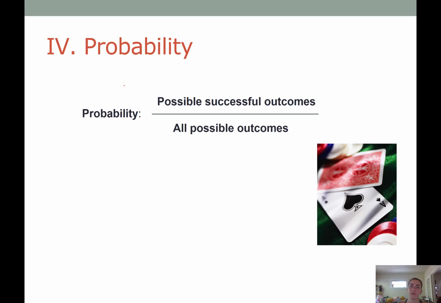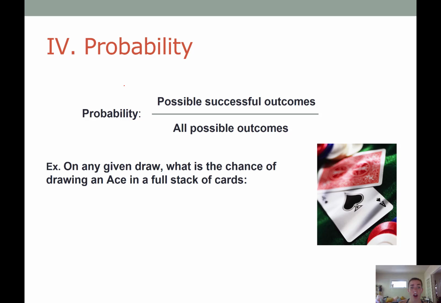Let's think of a different example. If we are thinking cards, on any given draw, I want to know what is the probability that I will draw an ace. So how many possible successful outcomes are there? Or in other words, how many possibilities of drawing an ace are there? In a full deck of cards, I know that there are 4 aces, right? So the number of possible successful outcomes, or the number of possibilities of drawing an ace, is 4.